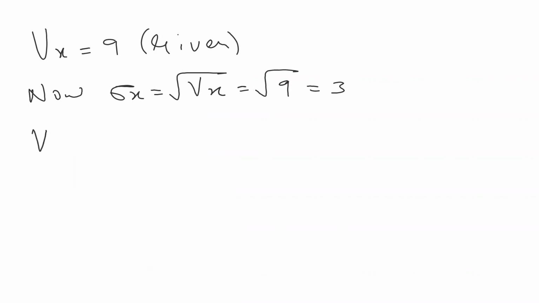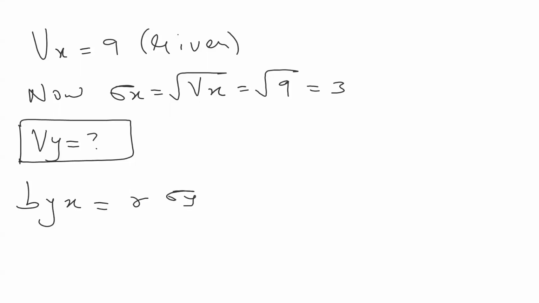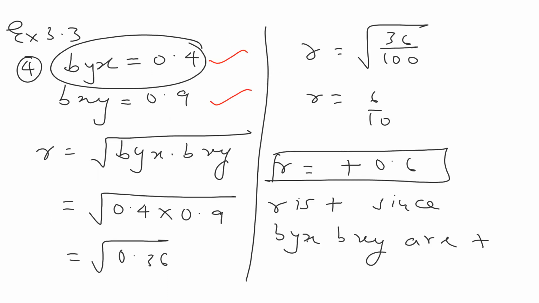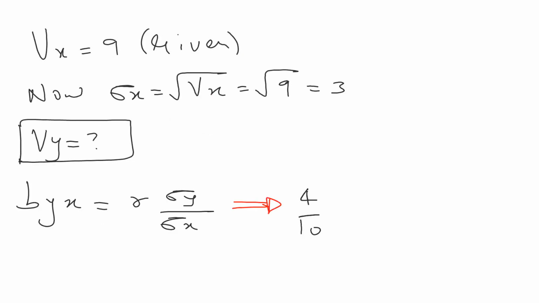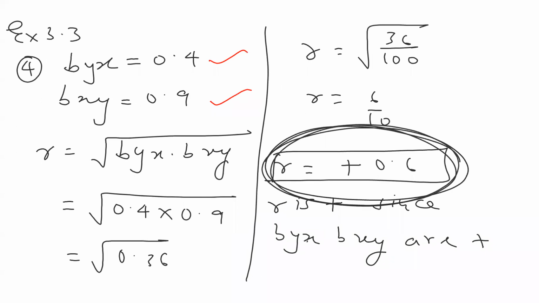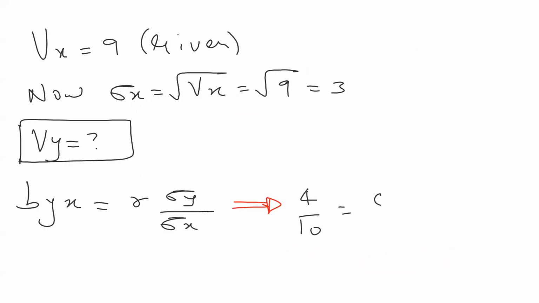Now they're asking variance of y. We are having two regression coefficients, regression coefficient of y on x and regression coefficient of x on y. Use any one. So let's take byx. Byx is equal to r sigma y upon sigma x. Byx is given in the problem, 0.4. I'll write it as 4 upon 10. R we just calculated, r is equal to positive 0.6, so I can take 6 upon 10, no need to write the positive sign, into sigma y, which we don't know, and sigma x is equal to 3.